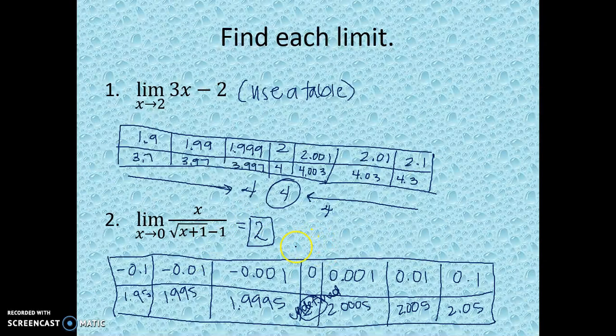Sometimes I'll say use a table. Sometimes I will say numerically. And that's using your table for that. Another way would be to do it graphically. So if you graphed this function, there's actually a little bitty hole right there, right at 0. It looks like it should hit 2. It doesn't, but it looks like it should. That's why my limit's 2. Again, it's not what is it, it's what does it look like it should be. This would be how to do it graphically.